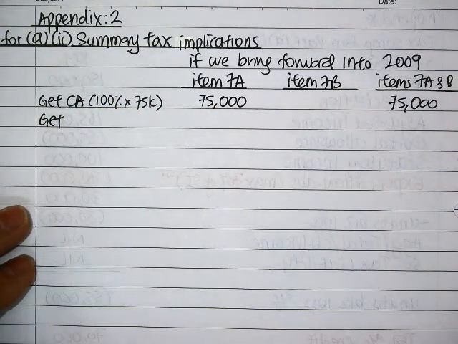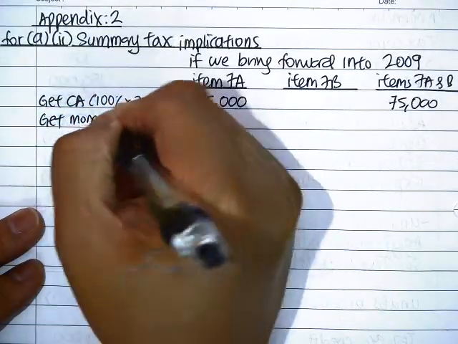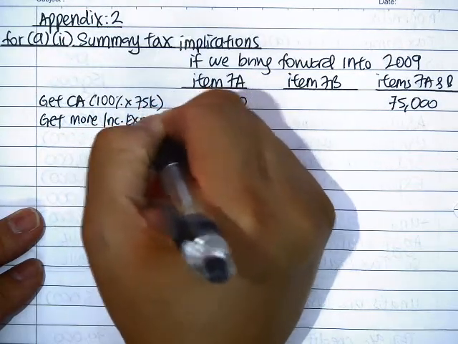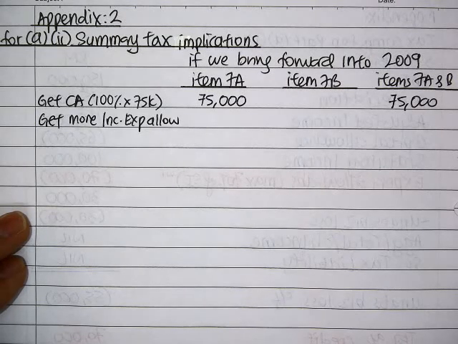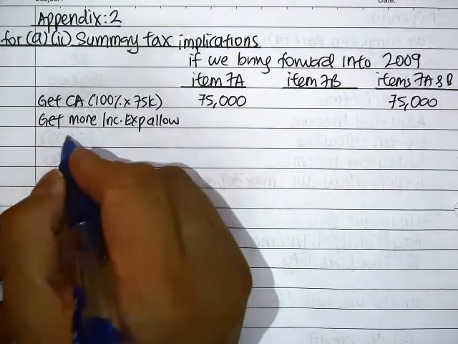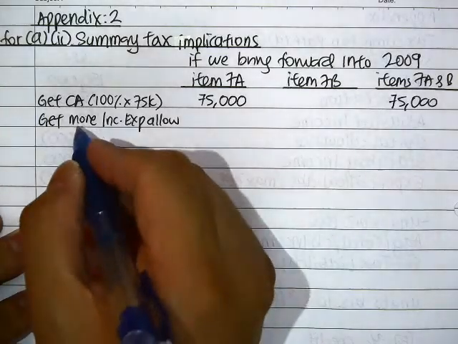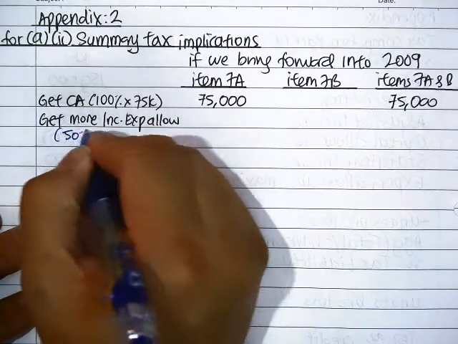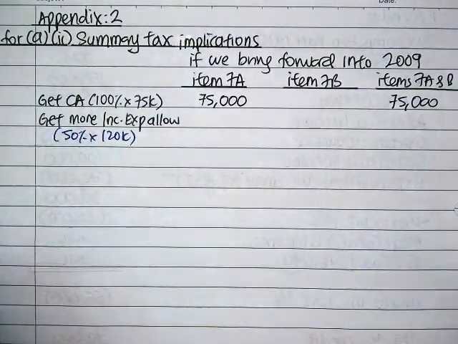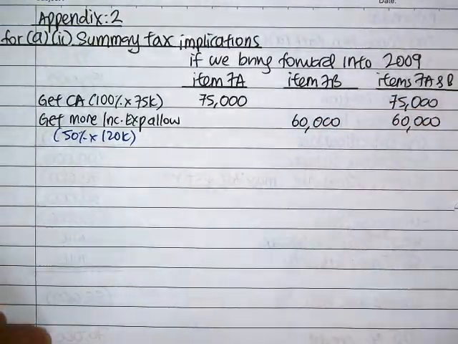7B, now you're going to get your increased export allowance. Now, if you export another 120,000 extra, then the increased export will be 120 extra. Then you take half of it, so it will be 50% of 120. So you will get an additional 60,000.